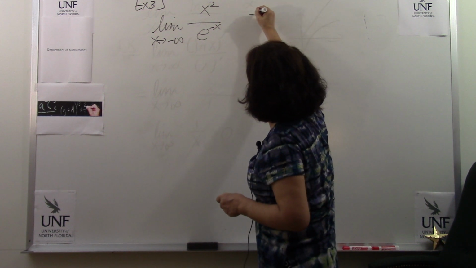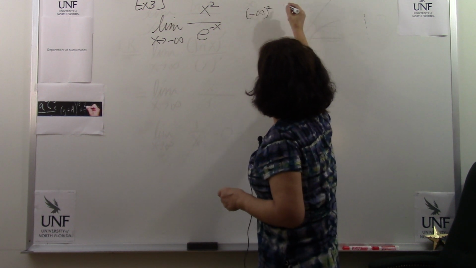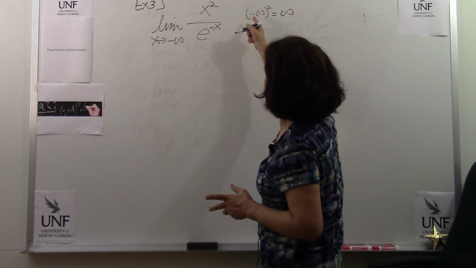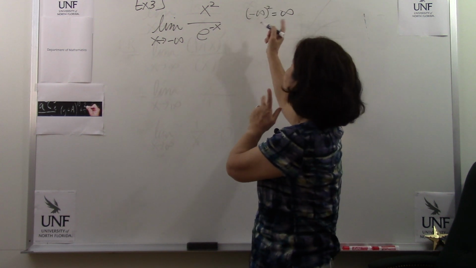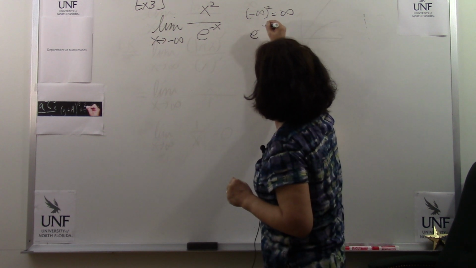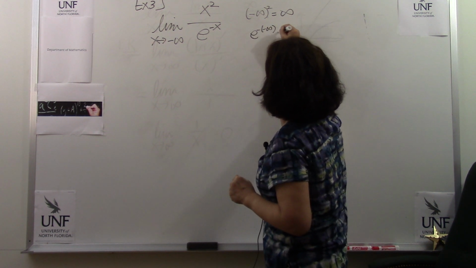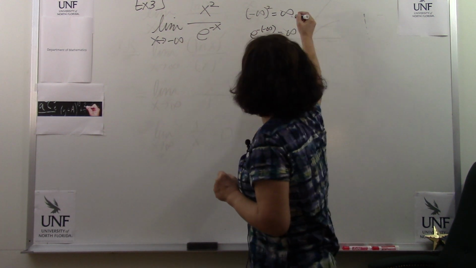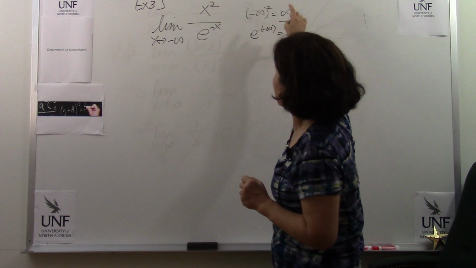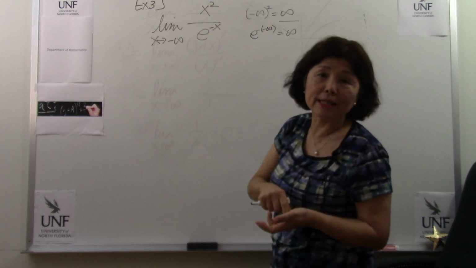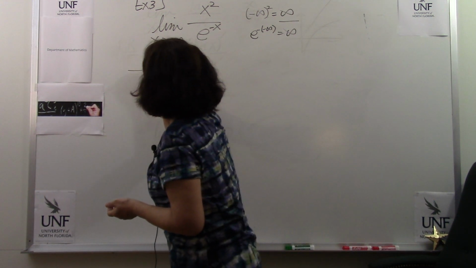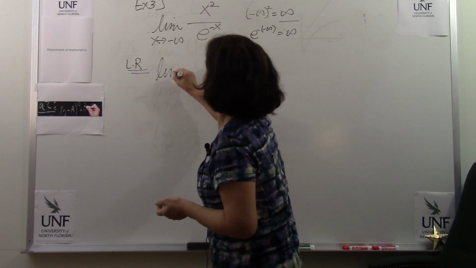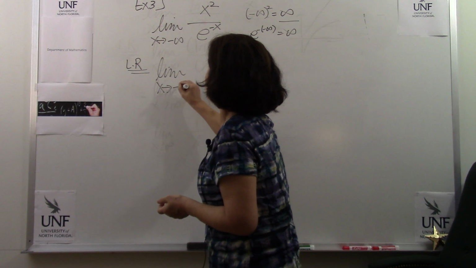That means negative infinity squared, which is what? Positive infinity. E to the negative of negative infinity, also what? Infinity. So in other words, this is infinity over infinity, an indeterminate form. Therefore, we can apply L'Hopital's rule. So here we go. Are you ready to differentiate it?